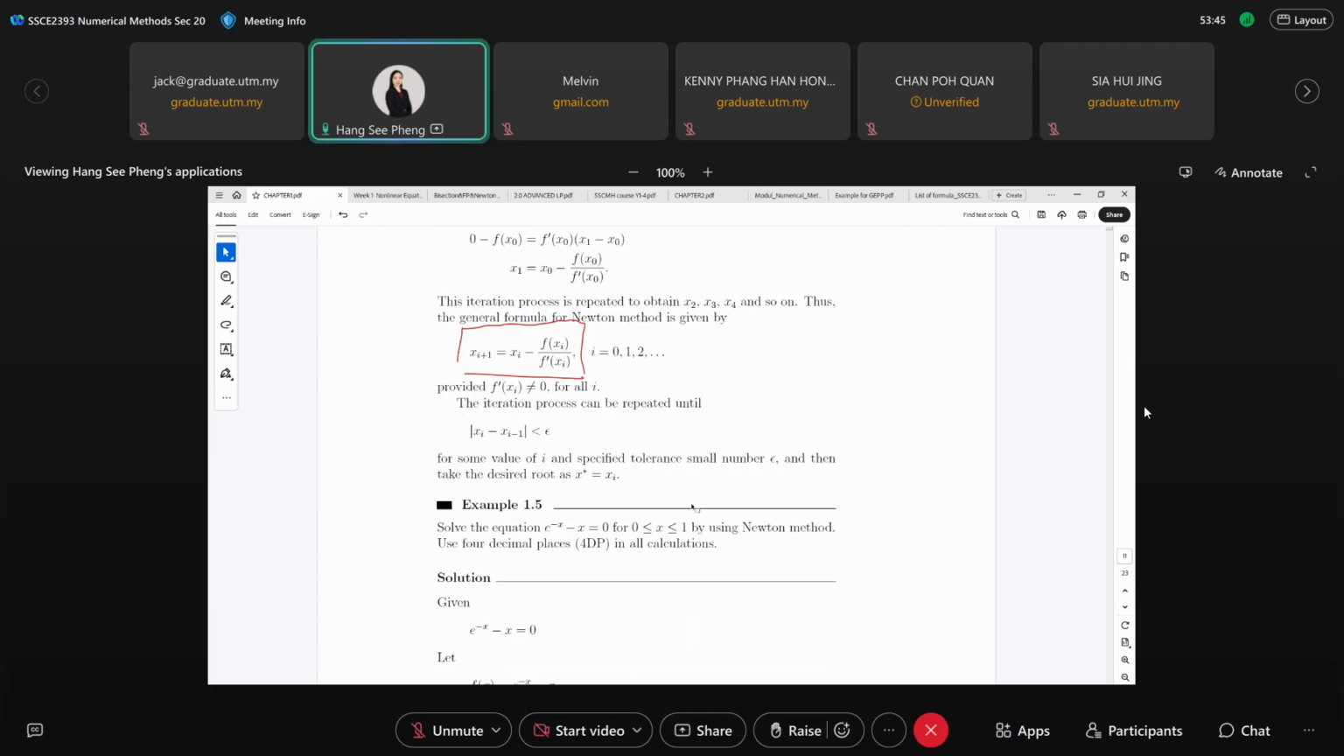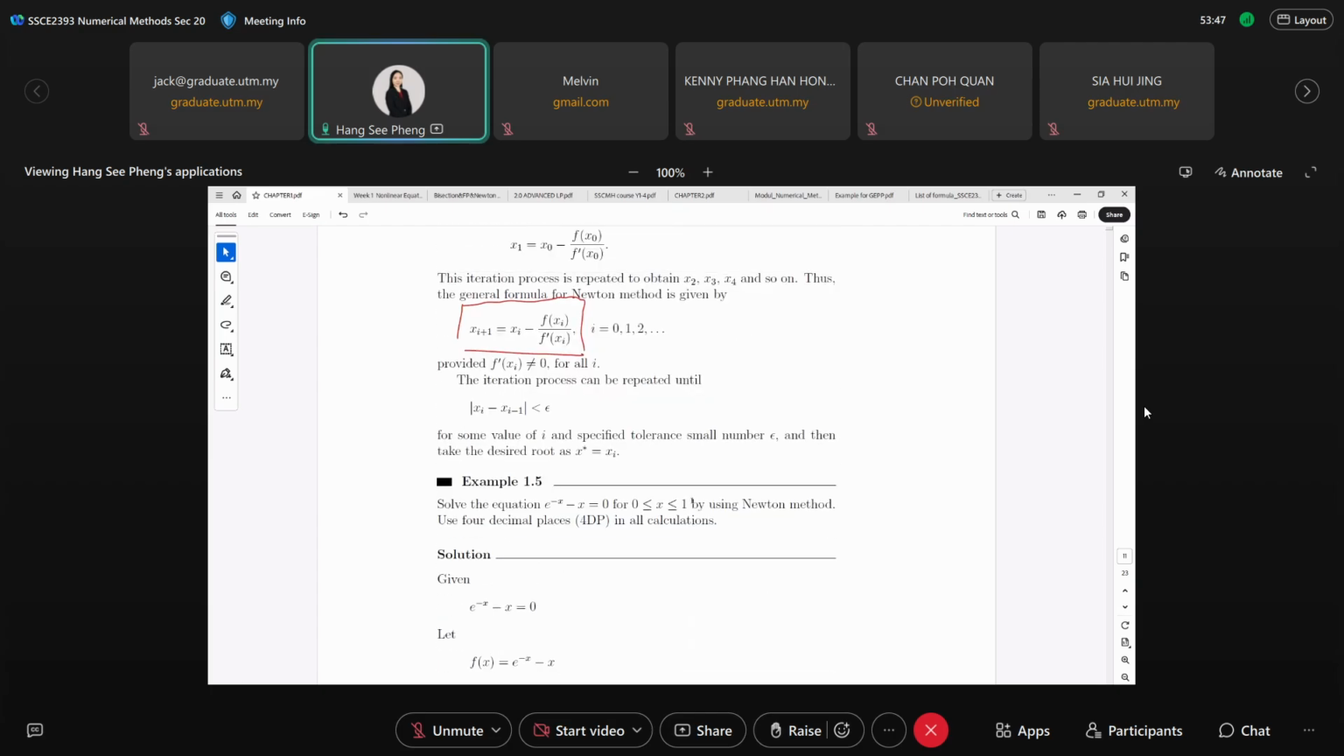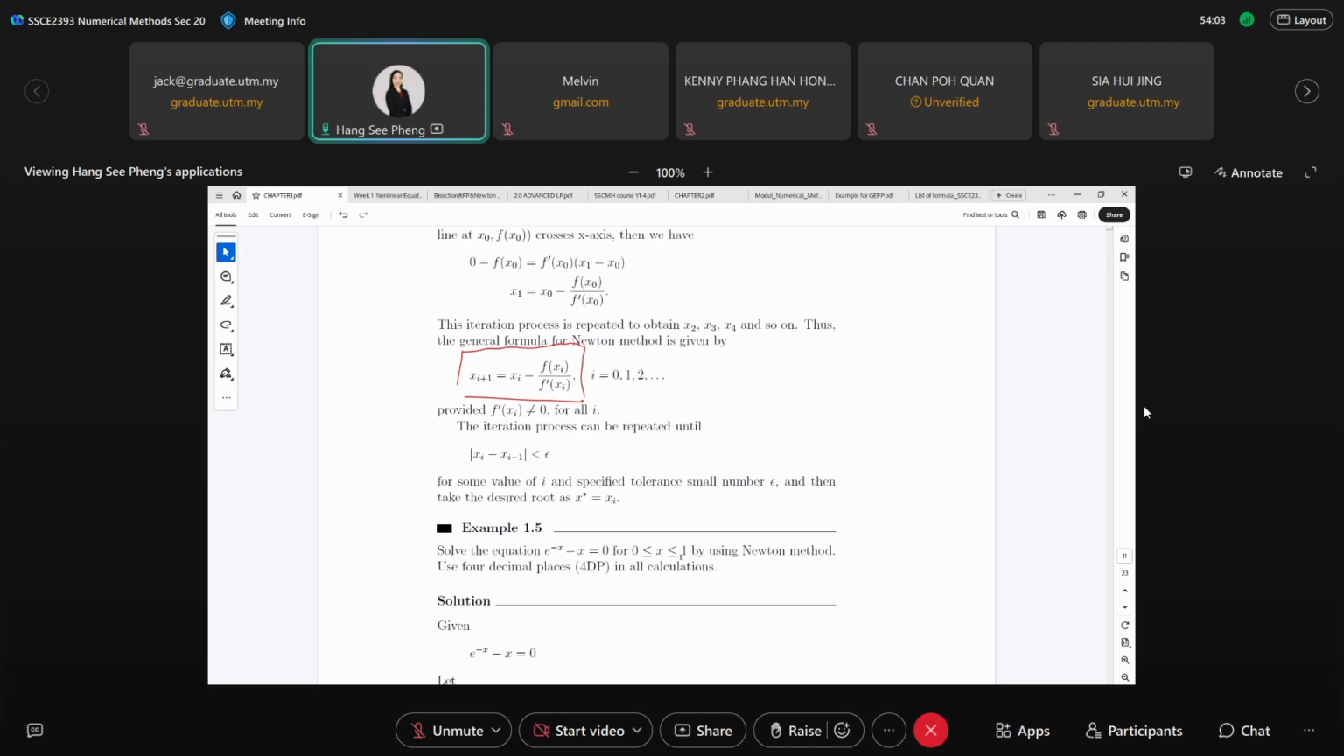So in this textbook, we have this example: e^(-x) = 0, same as what we discussed last week. We used the bisection method to solve this equation, and we used the fixed point iteration method with g(x) to solve it. Now we will see how to solve the exact same equation using the Newton method.